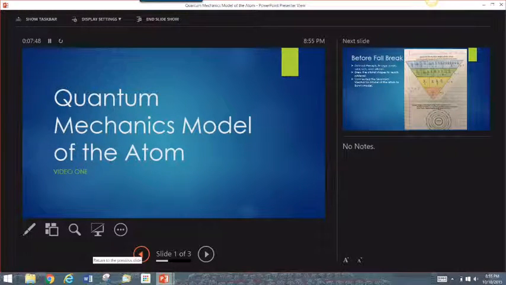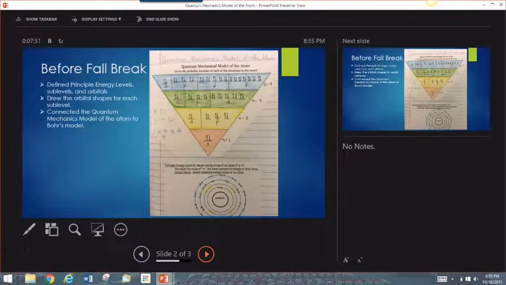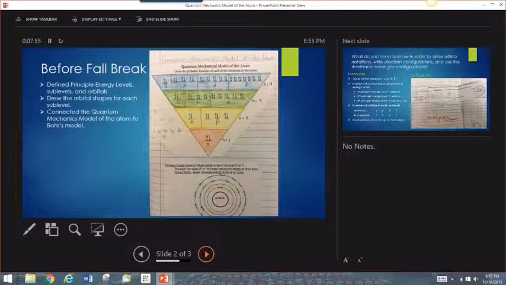Before fall break, we started talking about the quantum mechanics model of the atom. So we defined what a principal energy level was. That was just the energy levels that you would find in an atom, and there's 7 of those. We defined sublevels. Within the principal energy levels, there are sections within the energy level where you'll find the electrons. Those sections, the sublevels, are called S, P, D, and F.